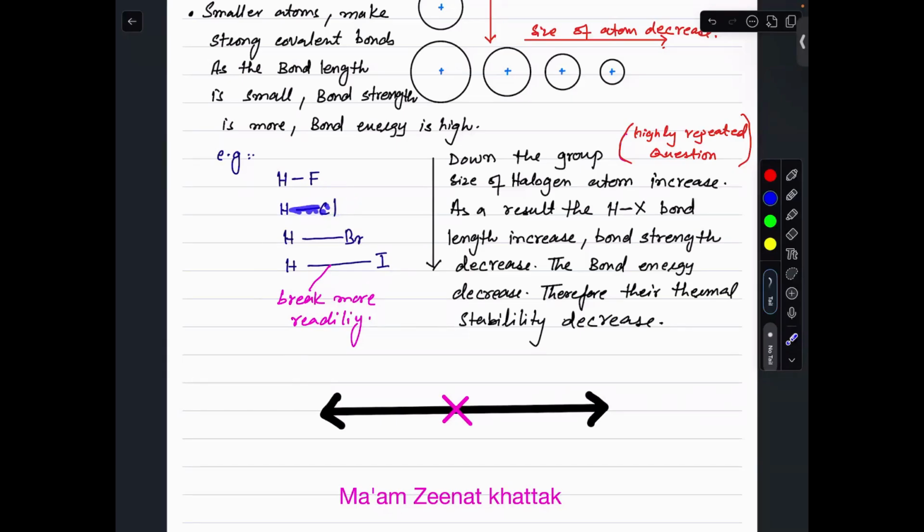Because the bond length is small. The size of chlorine is small. Down the group, the size of the halogen increases. As a result, the bond length is more, the bond strength is less, the bond energy is less. Therefore, they become less stable to heat. This one is more stable to heat, this one is less stable to heat. It will not break easily.